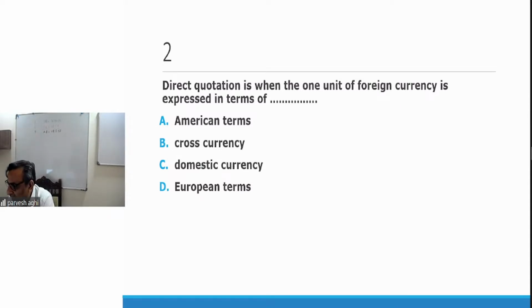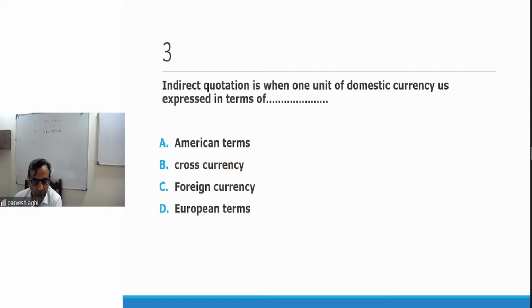So direct quotation is when one unit of foreign currency is expressed in terms of domestic currency. If you understand all these basic concepts very well, you will find all the questions very easy. The questions are very, very tough in the CA final, particularly Forex questions. But if your basics are clear, I think you will never make a mistake. That's my guarantee to you. Okay. So the answer is C. Yes, the answer is C.